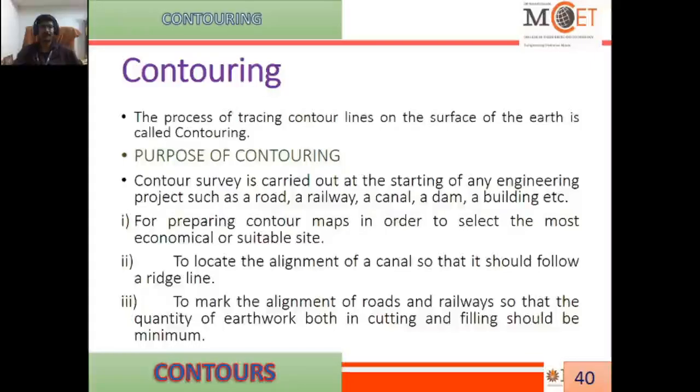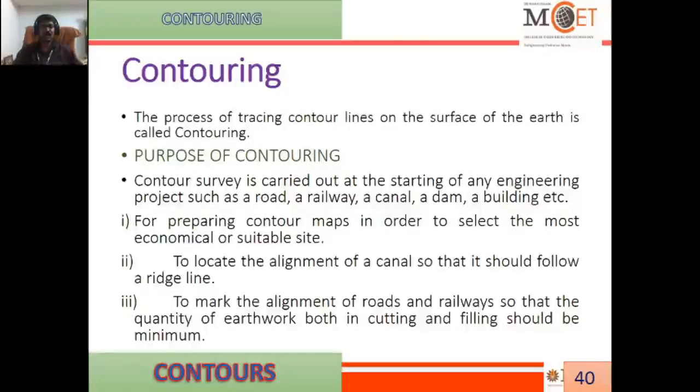The main purpose of contouring is that contour surveys are carried out at the start of any engineering project, such as a road, a railway, a canal, a dam, a building, etc., for preparing contour maps in order to select the most economical or suitable site. It is also used to locate the alignment of a canal so that it follows a ridge line. What are ridge and valley? Ridge means the top edge of the hill. Valley means the bottom deep line of the hill. So the ridge line has to be followed.